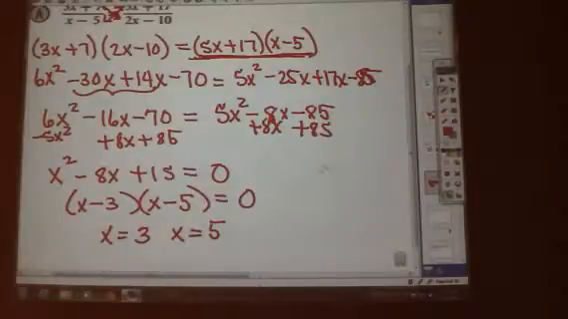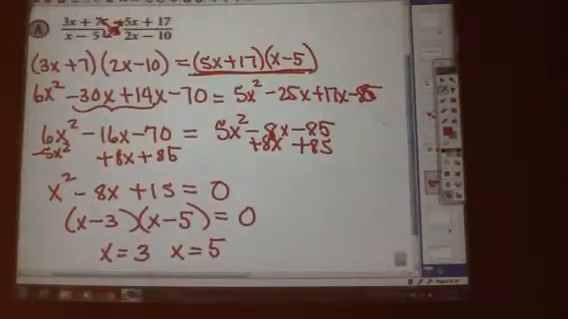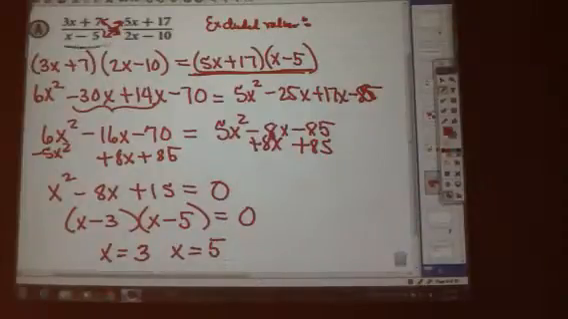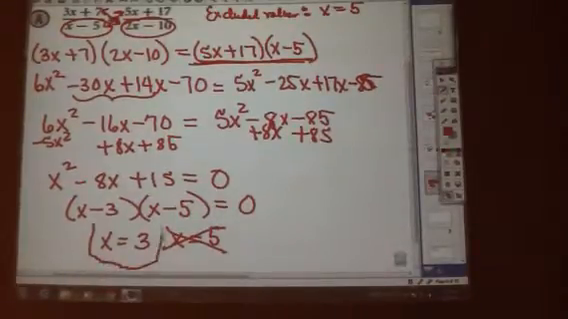But let's go back up and look at what our excluded values are. What are our excluded values if I set that denominator equal to 0? 5. That's an excluded value, so that cannot be my answer. My answer must be x equals 3.